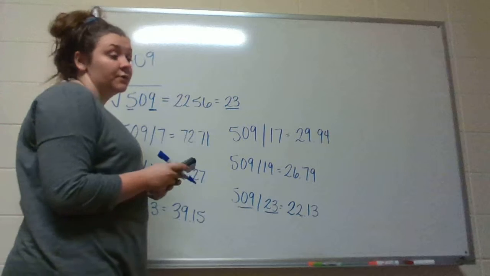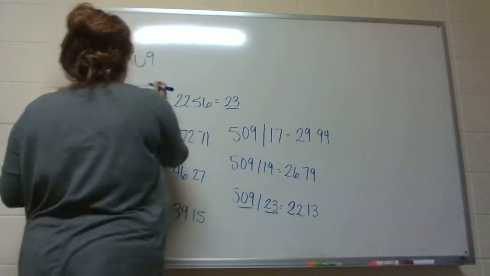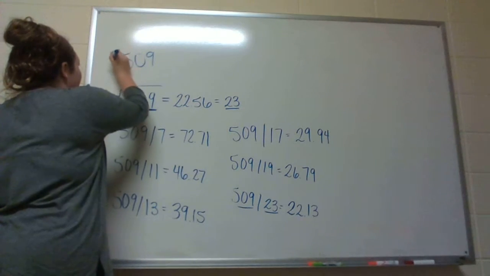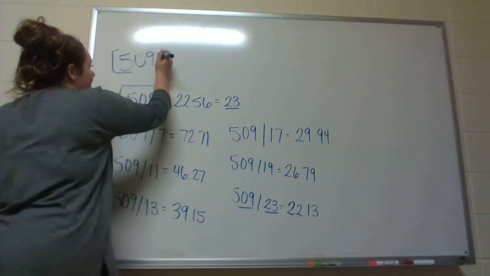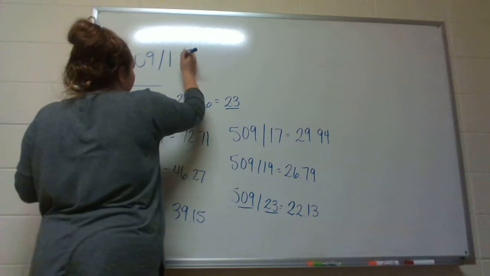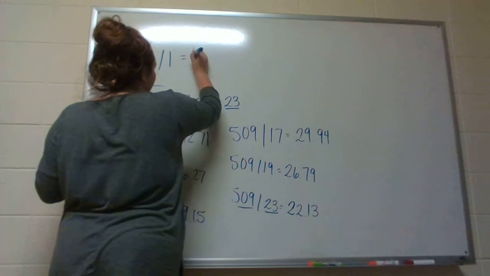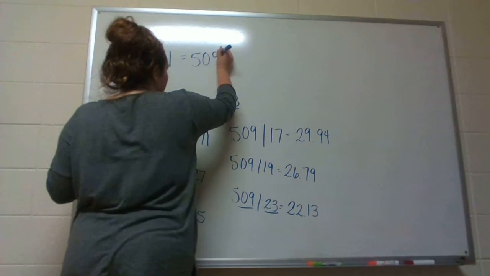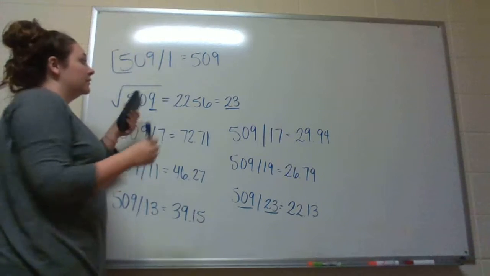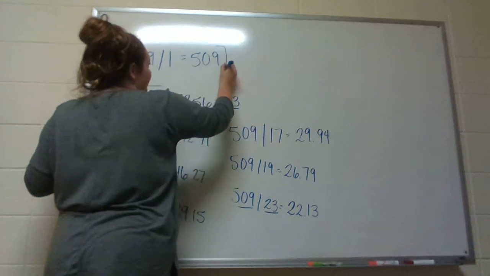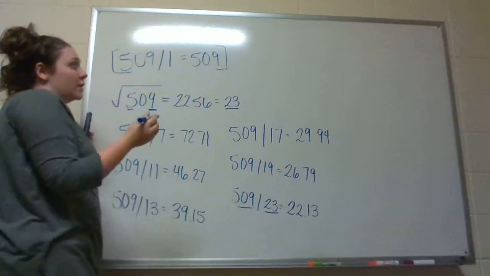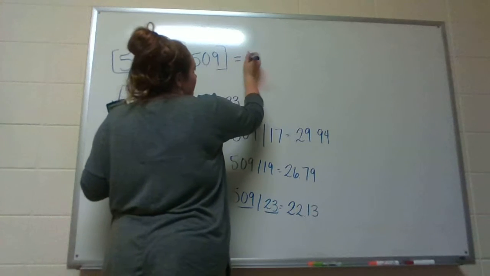So we know that 509 divided by 1 is equal to 509, and the only factors that 509 has are 1 and itself, which means that it is prime.